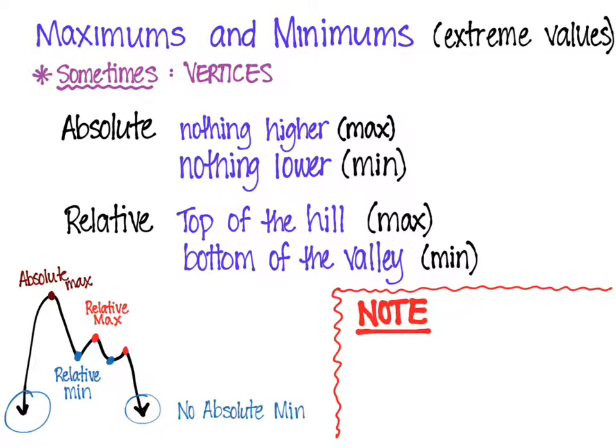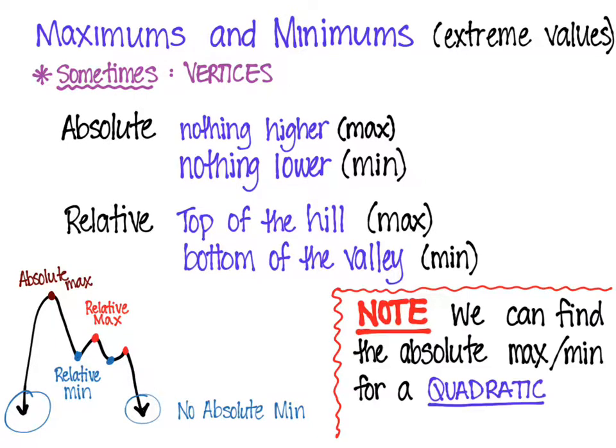Now, note these maximums and minimums. We're going to talk about the coordinate points for these, and you're going to look at graphs to figure them out. But the only ones that we can find truly for absolute maximums and minimums are for quadratics. And we have done that because we have found the vertex, (h, k). And that was in a previous lesson.